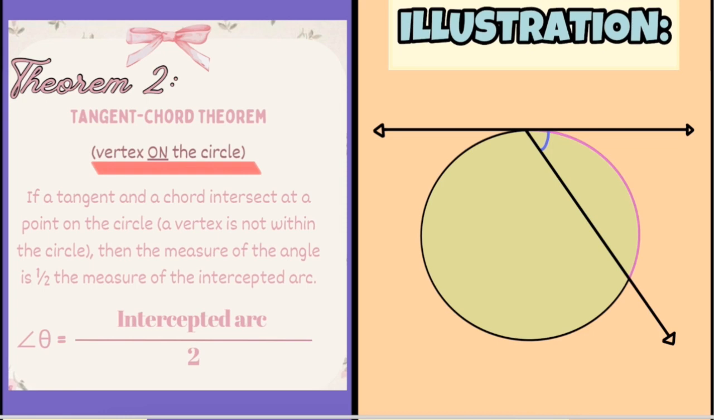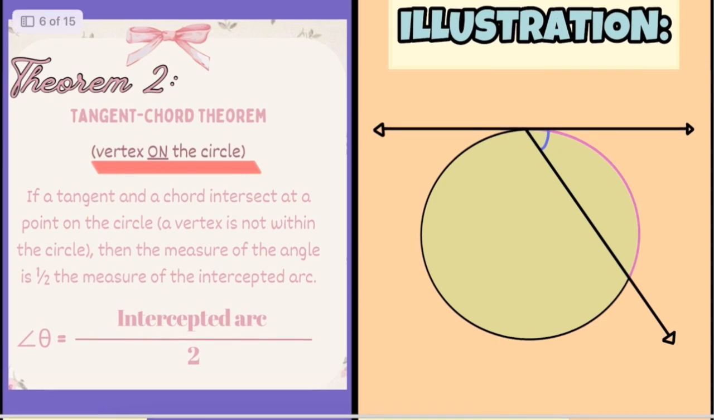So in this case, if a tangent and a chord intersect at a point on the circle, then the measure of the angle is one half the measure of the intercepted arc. If you look at the illustration on the right, you can see here that they intersect at this point.